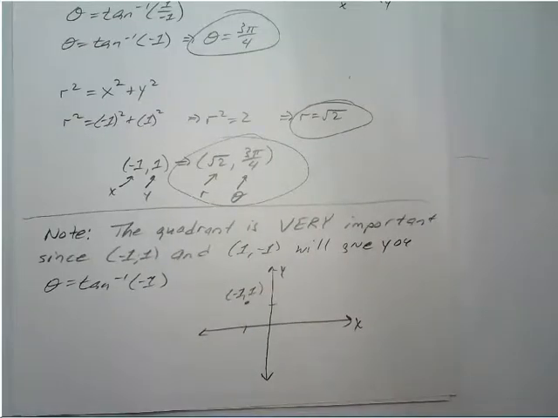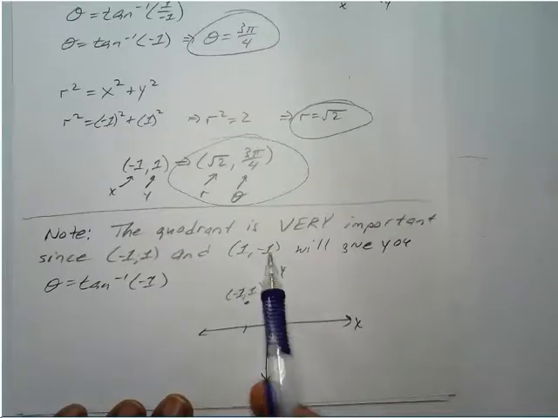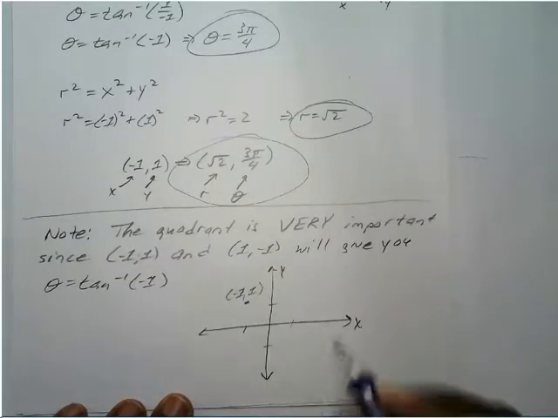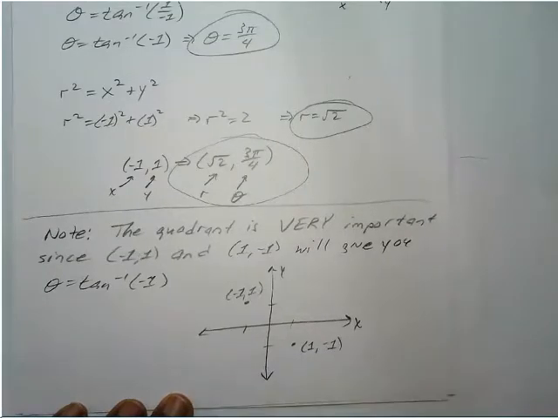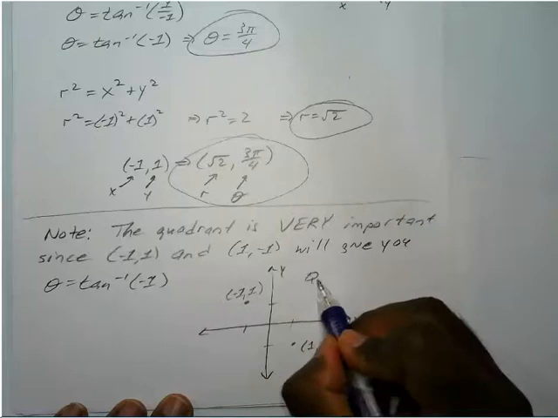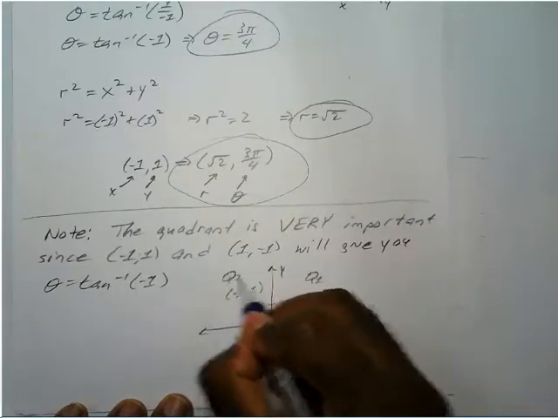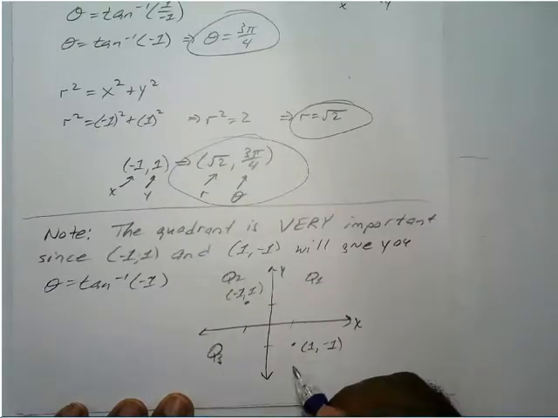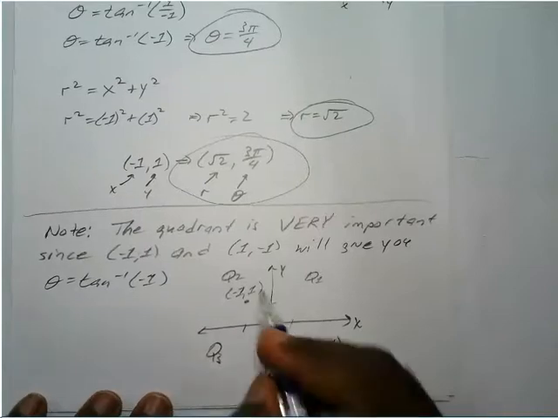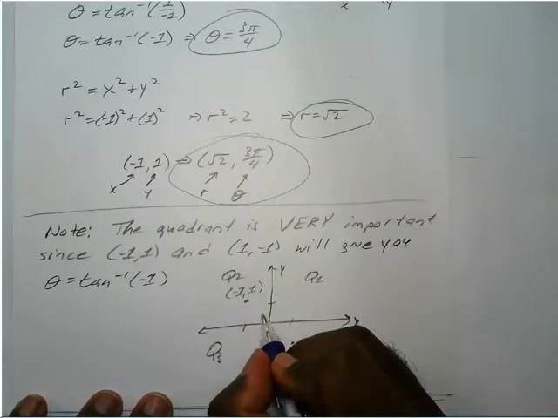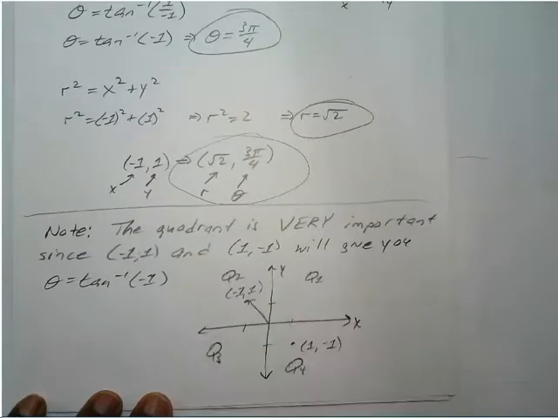Okay, so let's say we didn't know what quadrant it was in. So (1, negative 1). We have (1, negative 1) here. Remember, this is quadrant 1, quadrant 2, quadrant 3, quadrant 4. We know just by the fact that it's in quadrant 2 that your theta is 3 pi over 4.